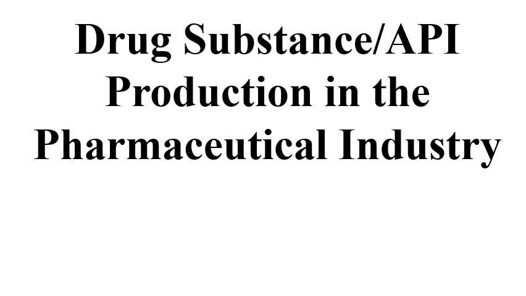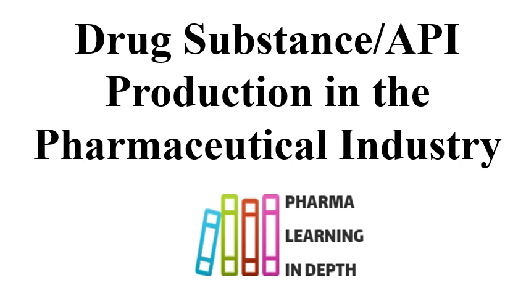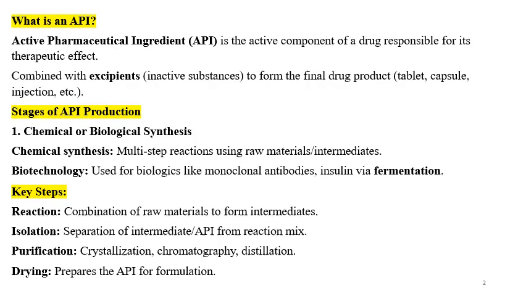The pharmaceutical formulations are composed of the drug, the excipients, and the packaging components. Drug substances or active pharmaceutical ingredients are vital in the pharmaceutical industry, and we should know about the production of these APIs or drug substances in the pharmaceutical industry. Welcome, dear viewers, to the video, and this video will provide you some understanding about API production.